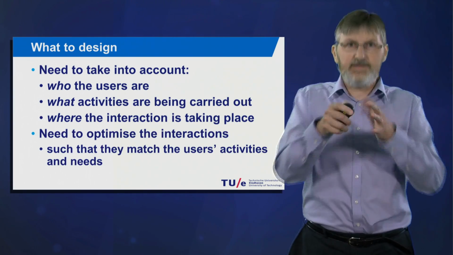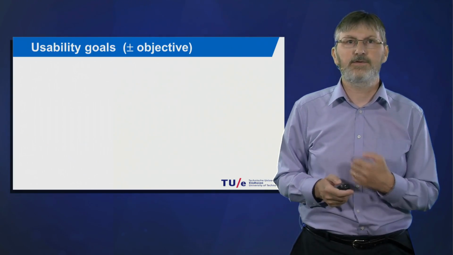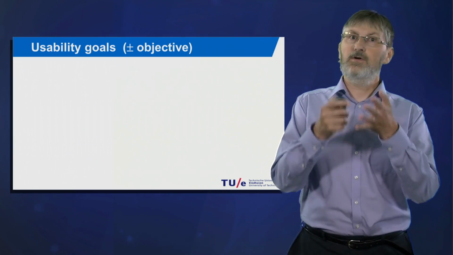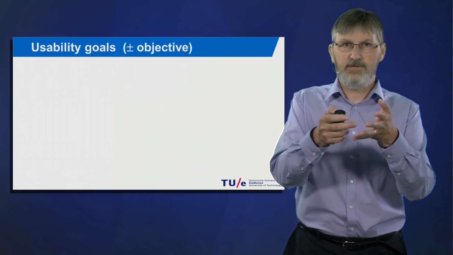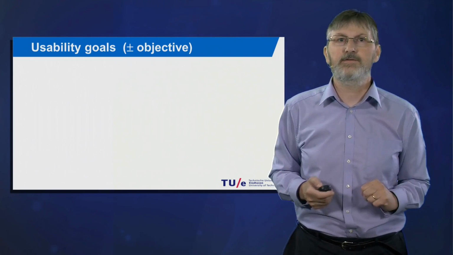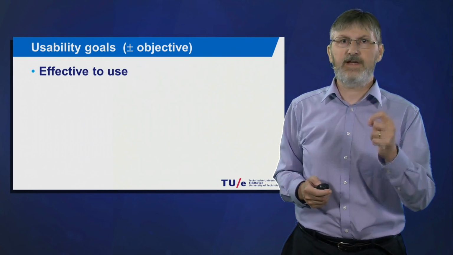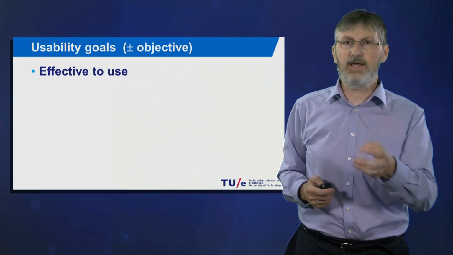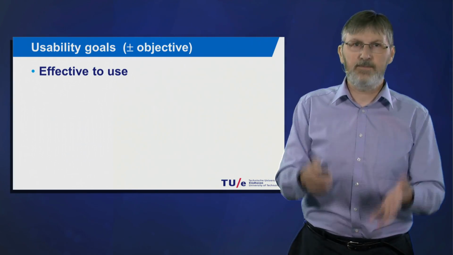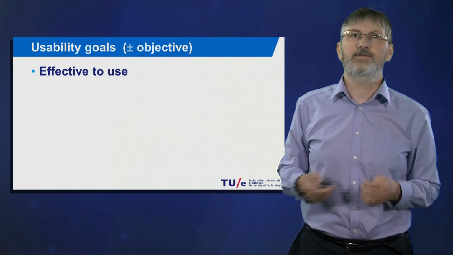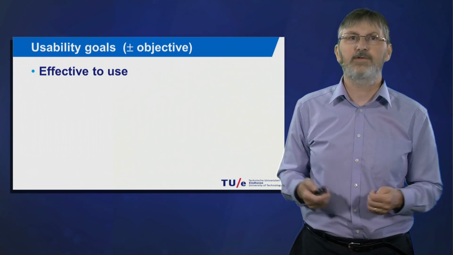So we need to optimize the interactions so that they match the activities and the needs of our users, that leads to measurable, objective usability goals that we check for in our evaluation. First of all, interfaces have to be effective to use. If we create software to file your taxes, it must be possible to file your taxes using the software. Sounds obvious, yet ineffective tools exist everywhere.